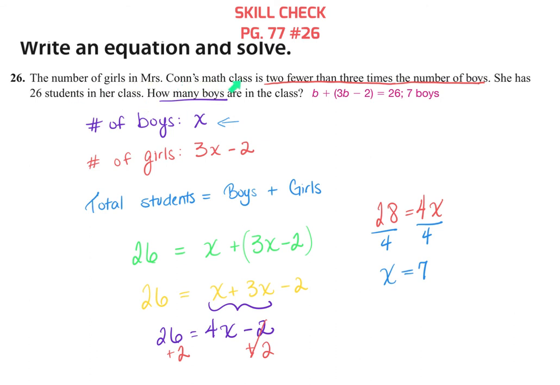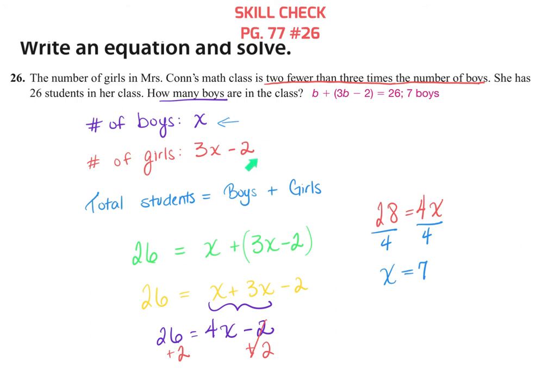The number of girls is 2 fewer than 3 times the boys. She has 26 students in her class. How many boys? So my variable that I don't know is the number of boys. All right. I technically don't know the number of girls either, but they did relate it for me. They said 2 fewer than 3 times the number of boys. Remember when they use fewer, you reverse the order. So 2 fewer than 3 times the boys is 3 times the boys minus 2. That's how many girls I have. So if I have 10 boys, I'm going to multiply by 3 and subtract 2.